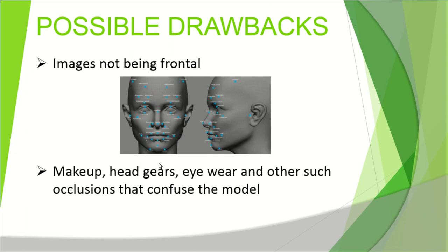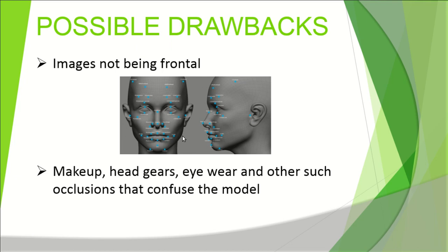And the next thing is images not being frontal. What do I mean by this? Now, in all the testing images, all the images were facing the camera, as displayed in this picture. But if the subjects were to face in any other direction or any other angle, for example like this, the model would be confused because it's trying to search for some features which it cannot find.